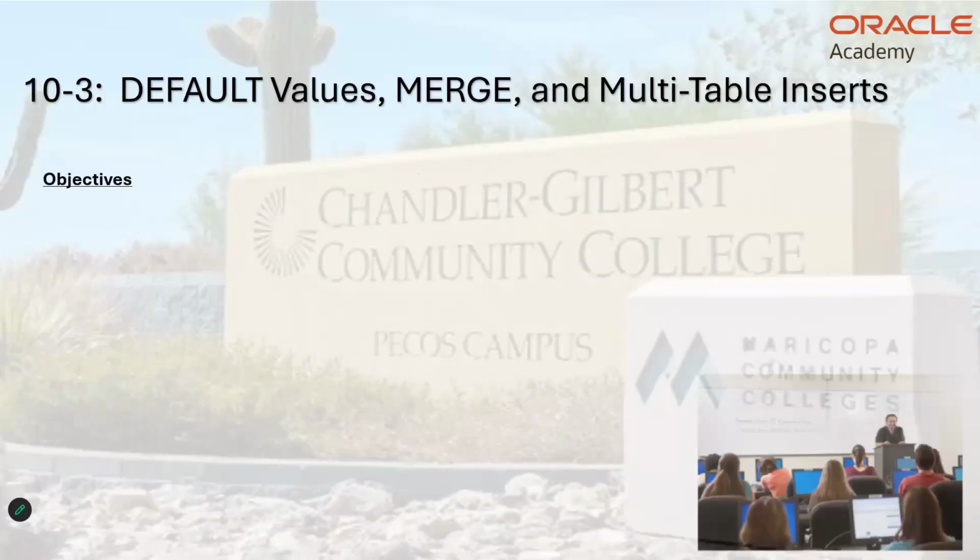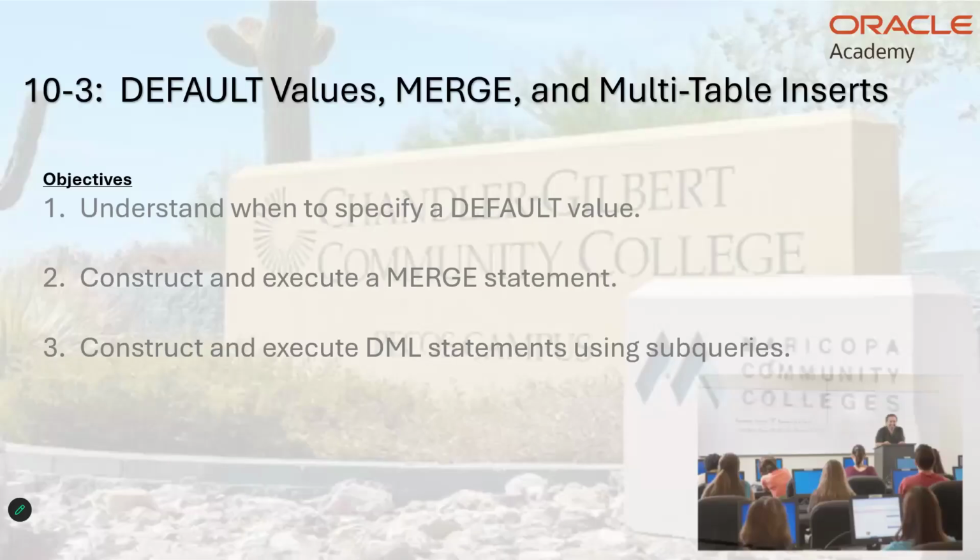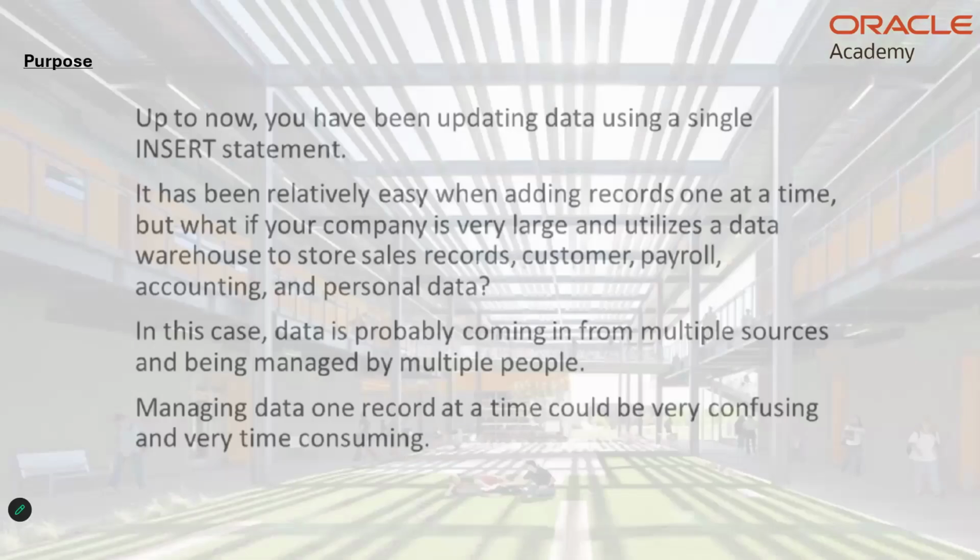All right, moving on to section 3, the default values, the merge, and the multi-table inserts. So basically our objectives: understand when to specify the default values, and we'll get into that. The merge statement, DML statements using, well, we just did that. And then multi-table inserts is probably the biggest thing here. So up to now, we've been using single insert statements, and we're going to multi-table inserts.